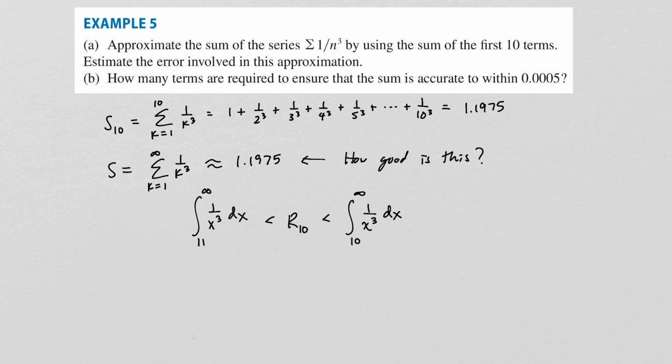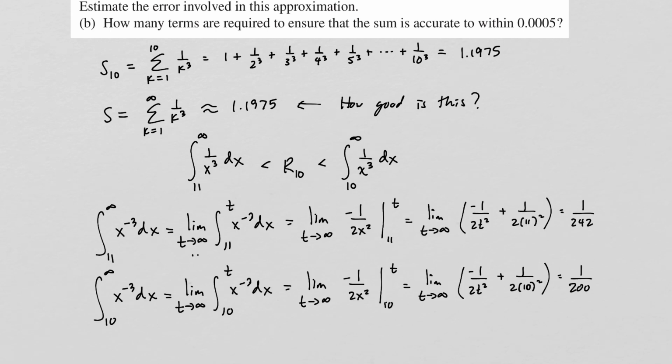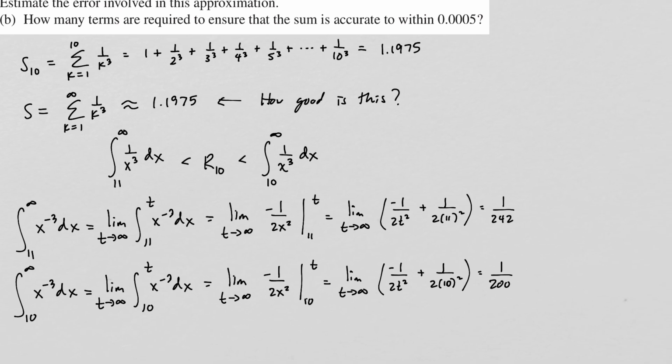And so again, I'm just using a lower limit of n for this one and a lower limit of n plus 1 for this one. Well, both of these integrals can be calculated quite easily. We'll go ahead and show that calculation here. All right, so you can pause this video if you like and go through these calculations, but let me just state that this is equal to 0.005, and this is approximately equal to 0.004.